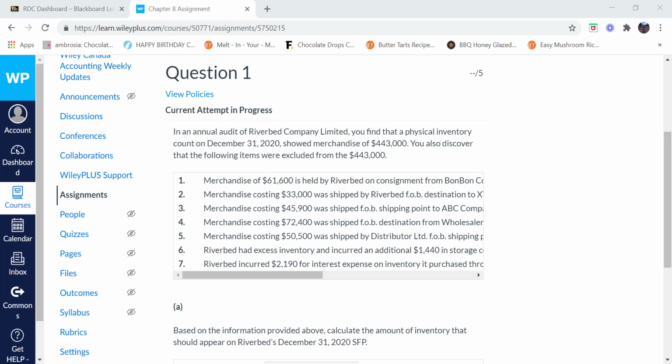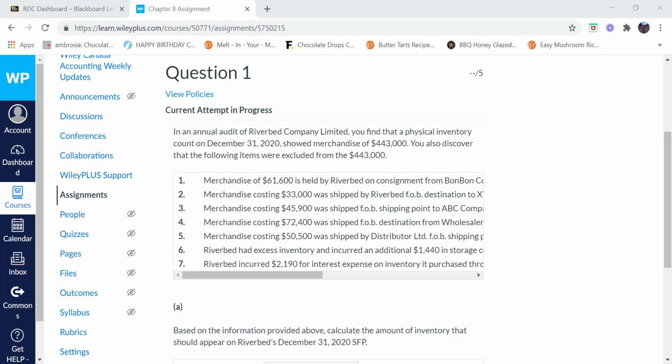Hey all, this is a brief walkthrough of the Wiley Plus assignment for Chapter 8. There's two questions. The first one shouldn't create any issues. The second one, typically students have trouble with exercises like that, so I will walk through it and the concept as well, which I'll be doing in class.